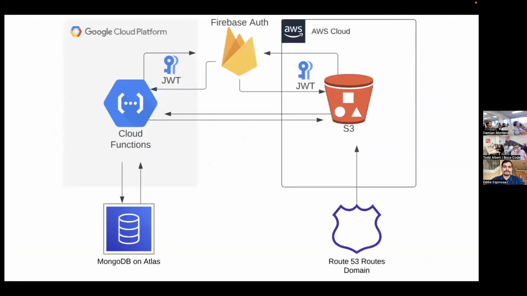So here is a quick diagram that I made of the architecture for my application. So you can see it's multi-cloud. I have Route 53 sending the domain to an S3 bucket on AWS. I have Google Cloud running Cloud Functions to handle my API. Firebase authentication is used by both sides to generate and decode tokens. And then my MongoDB is hosted on Atlas.